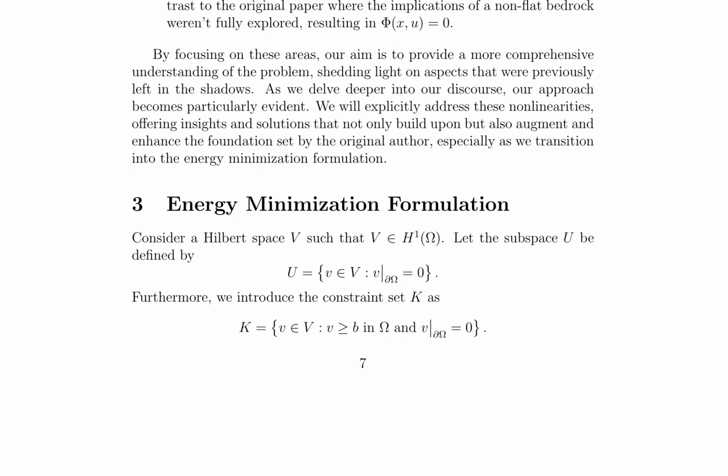The energy minimization formulation is based on a Hilbert space V, such that V is an element of H^1(omega). A subspace U is defined as the set of all v in V such that v equals 0 on the boundary of omega. The constraint set K is introduced as the set of all v in V such that v is greater than or equal to b in omega and v equals 0 on the boundary of omega.